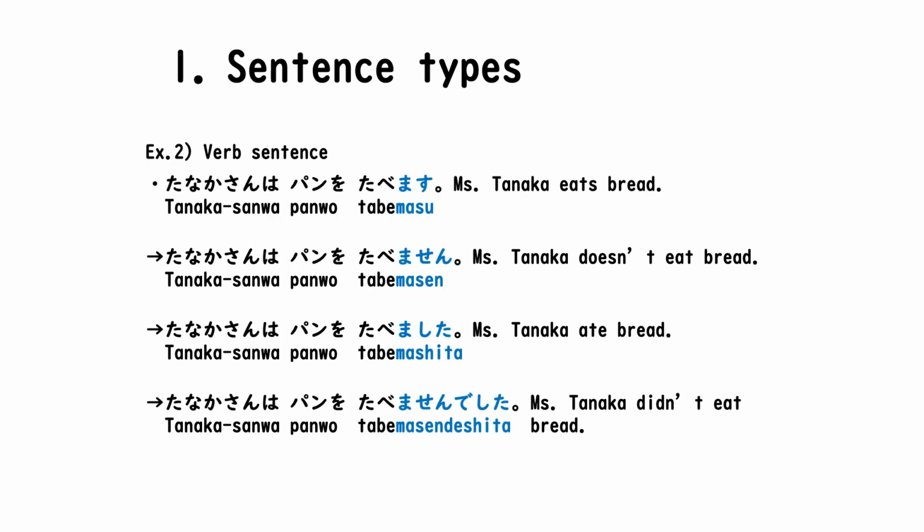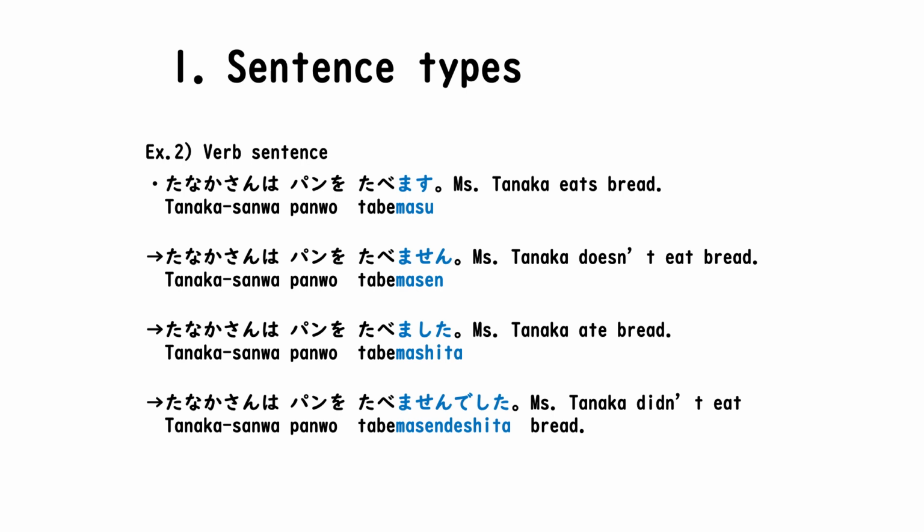The same is true for verb sentences. In the sentence, 田中さんはパンを食べます. Miss Tanaka eats bread. In the negative form, the ending ます changes to ません. And the sentence will be 田中さんはパンを食べません. Miss Tanaka does not eat bread.